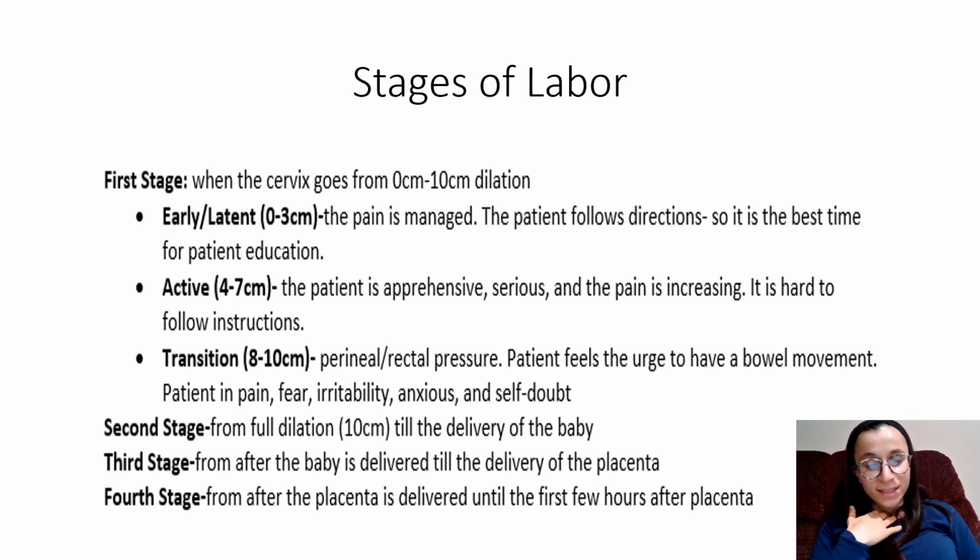After that, we go on to the second stage. So it goes from full dilation, so 10 centimeters, until the baby is delivered. So you can only start pushing when they're 10 centimeters. So basically, this is the pushing stage. The third stage is as soon as the baby is delivered until the placenta is delivered. So after the baby comes out, the placenta is still attached to mom. That has to get delivered after. So that's the third stage. The fourth stage is after the placenta comes out until a few hours after.